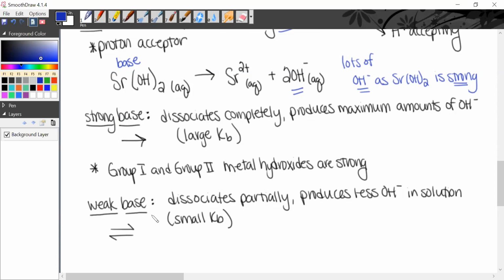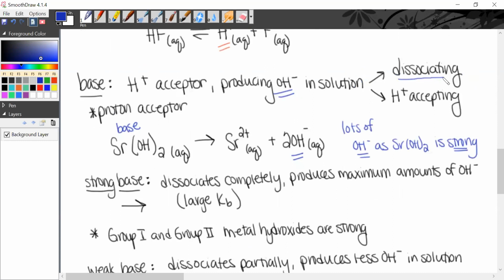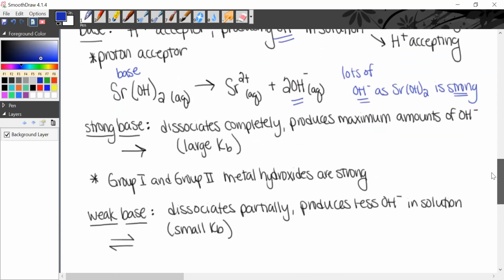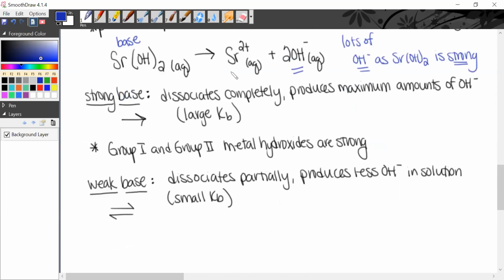So let's take a look at a weak base. And let's do another hydroxide. Let's look at another example of just dissociation. I still haven't touched this whole H+ accepting thing yet. I'll get to that. But let's look at a dissociation of a weak metal hydroxide and compare how it looks to that strontium hydroxide example. It's really simple. Aluminum hydroxide in solution.